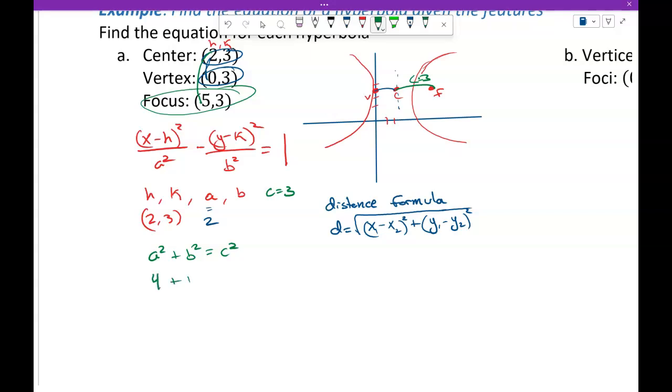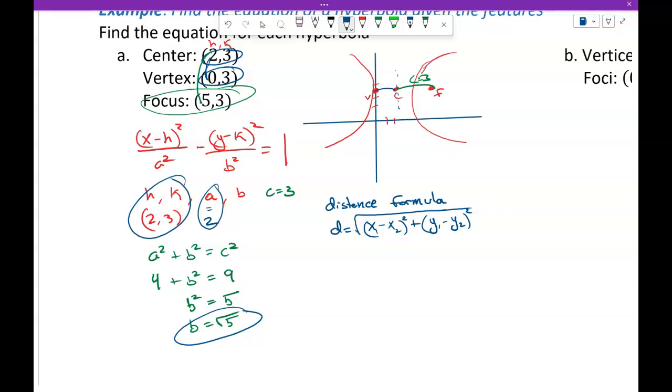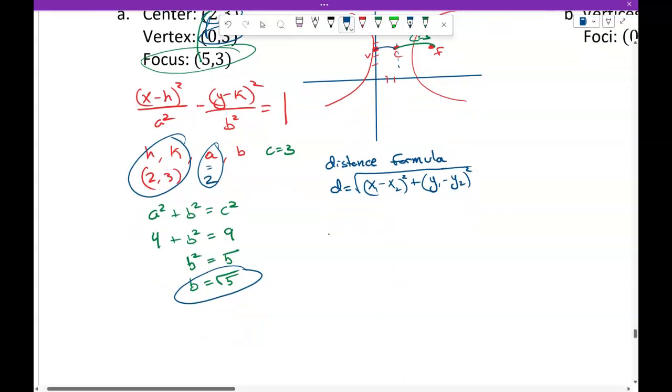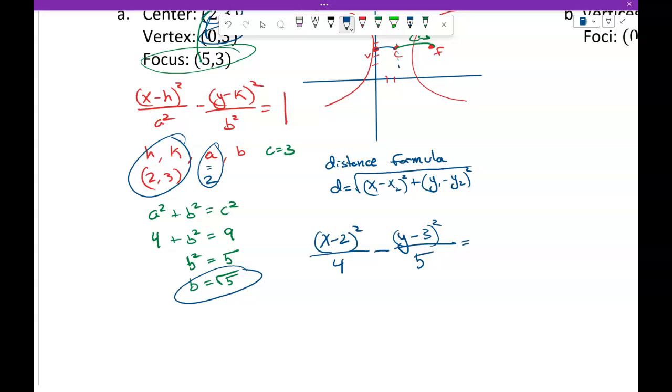If a squared is 4, c squared is 9, b squared equals 5, b is the square root of 5. So now that we have the values of a, b, and h and k, we just need to plug them into our equation. X minus h squared over a squared, y minus k squared over b squared equals 1. And there's our equation.